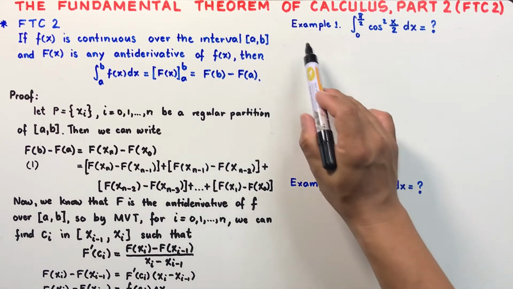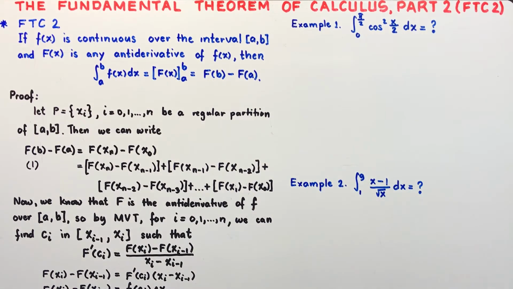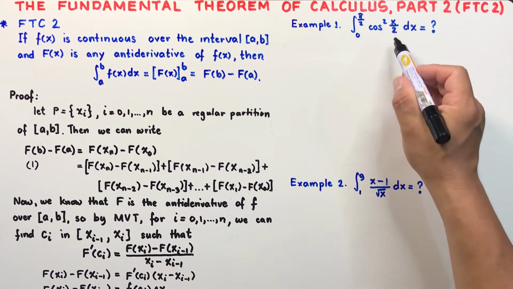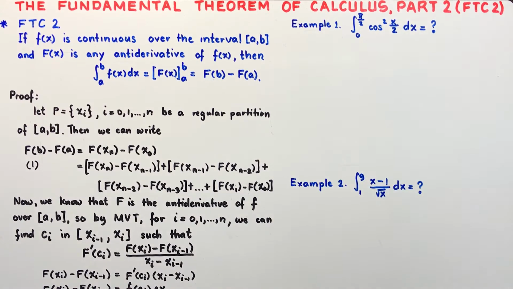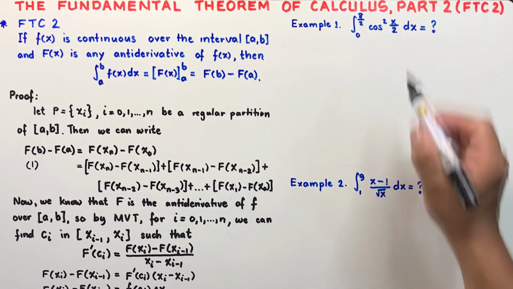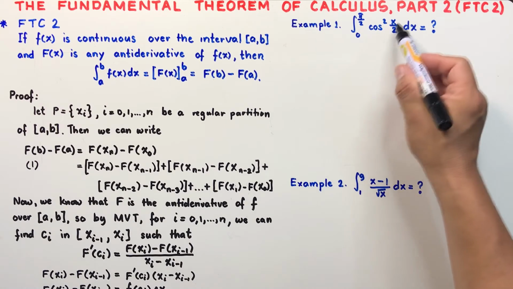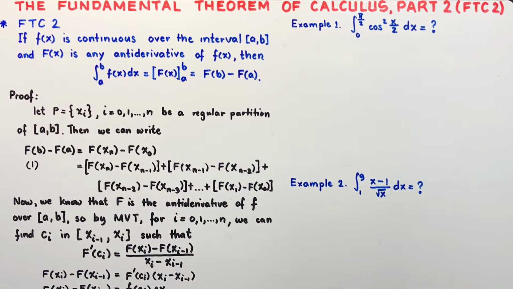So now let's have this example number 1. What is the definite integral of cosine squared of x over 2 dx from 0 to pi over 2? Now, looking at this integrand, which is a second power of cosine x over 2, we can initially think that we can apply right away the power rule.